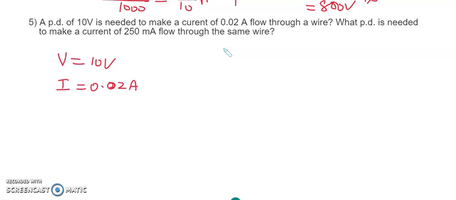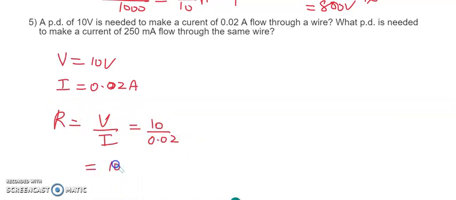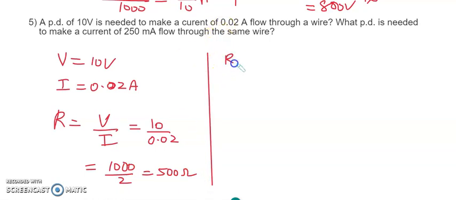What is not changing, or what is constant in this whole situation, is the resistance. So the first thing that we'll be finding is the resistance. R is equal to V by I, which is 10 divided by 0.02, which is actually 1000 divided by 2, which is 500 ohm. So my resistance R is 500 ohm.